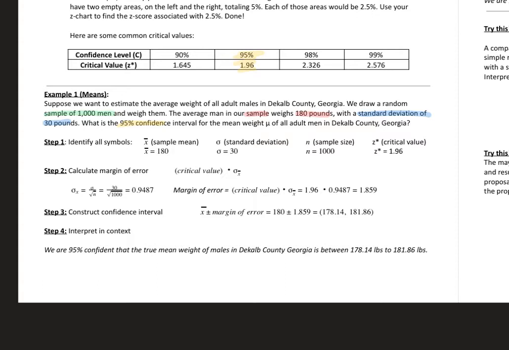Step two, we're going to calculate the margin of error. The way we calculate the margin of error is we take the critical value times the standard deviation. Plugging what we know in, the standard deviation is sigma over the square root of n, so it's going to be 30 over the square root of 1,000, which is approximately 0.9487. Then to calculate the margin of error, we multiply the critical value, 1.96, times the standard deviation we calculated, 0.9487, and that gives us 1.859. So this right here is our margin of error.